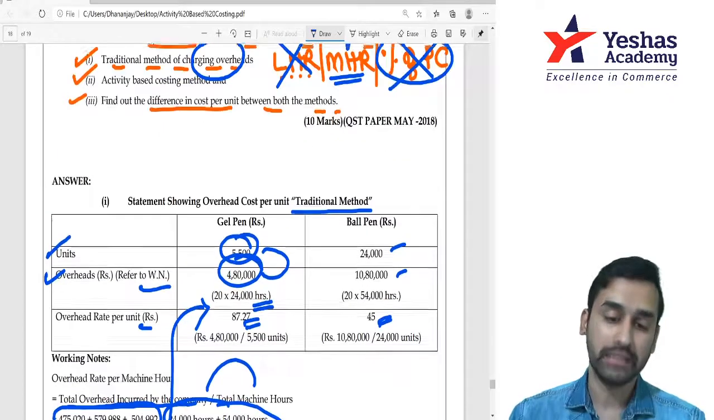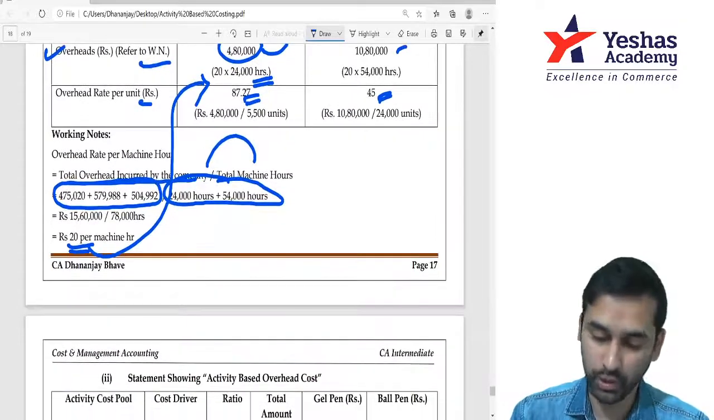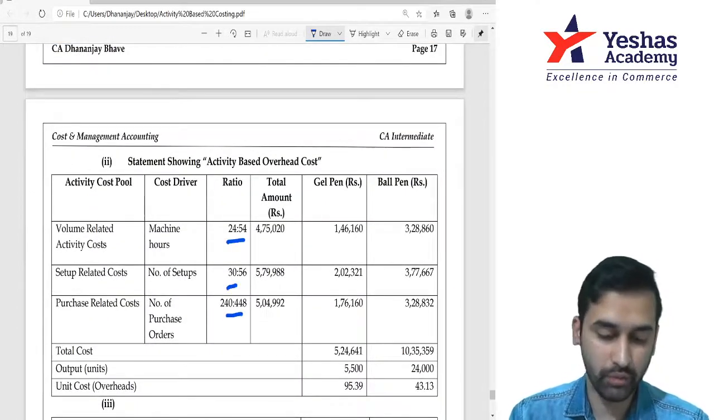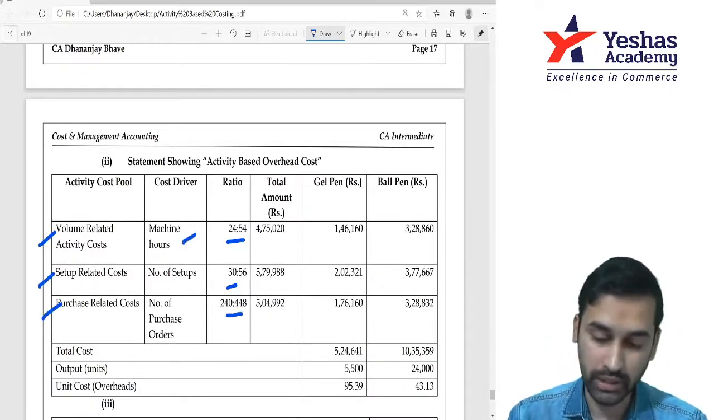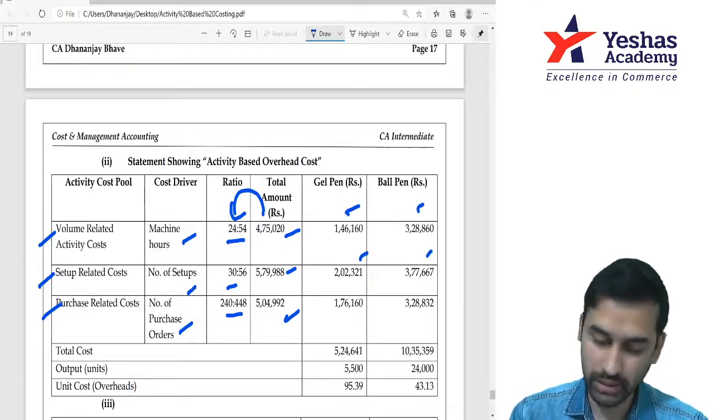Okay sir. Second sub question is activity based costing. For that you have to do the working note. They have done it in ratio, I told you already. Volume related, setup related, purchase related. Cost driver, total amount in this ratio, and then you divide the total by number of units.